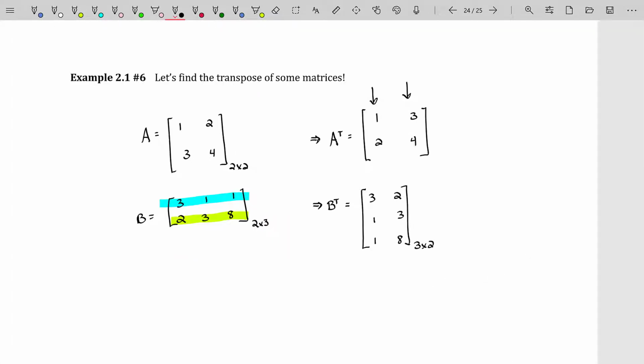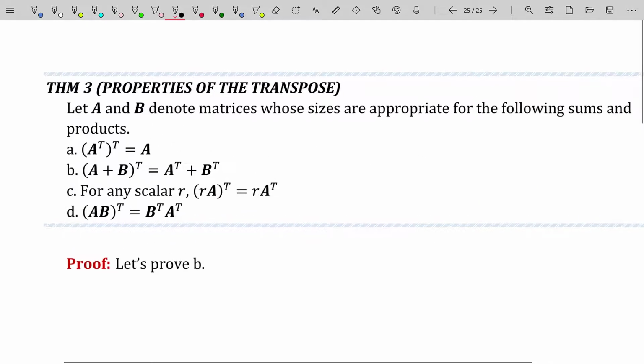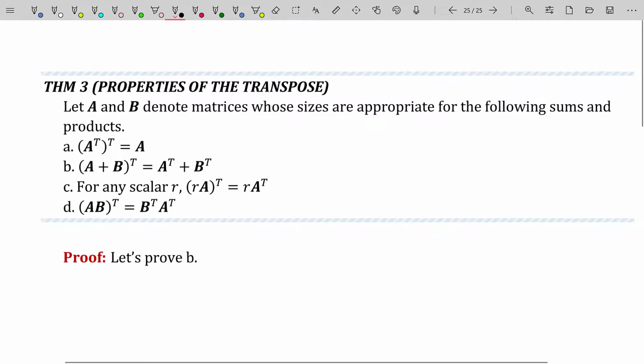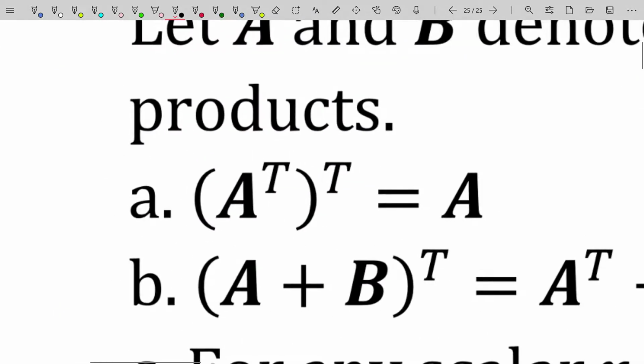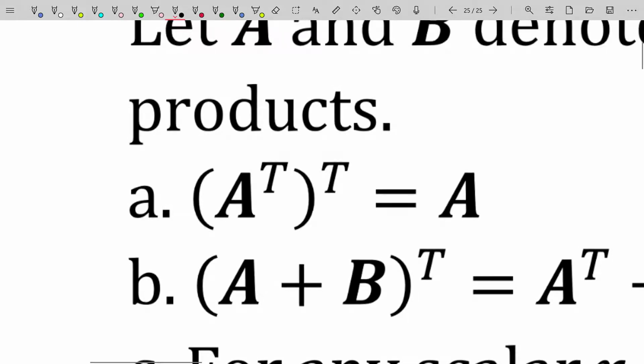This is not really fascinating yet, but there are some very important properties of the transpose that will be used in linear algebra. Speaking of properties that will be used in linear algebra, if we let A and B denote matrices whose sizes are appropriate for the following sums and products, the following must be true. A transpose transpose is equal to A. That is, swap rows and columns, and then swap columns back to rows, and you get to A. That should verbally make sense to you.